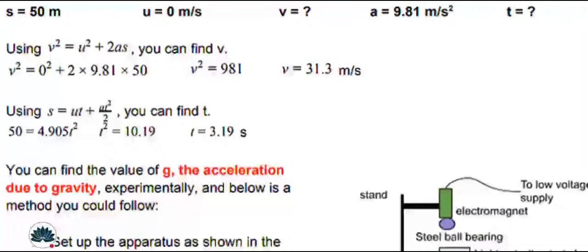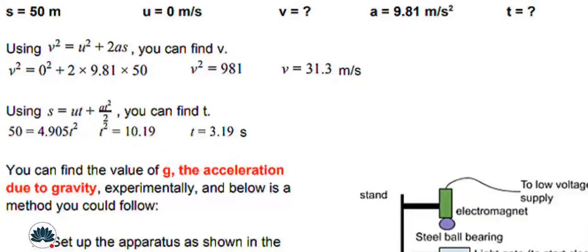So this is the value for v. Now you can use any formula suitable for you, as the answer is the same, but I hope you use the easy formula. Using s is equal to ut plus at squared upon 2, you can make t the subject, and you can find t is 3.19 seconds.